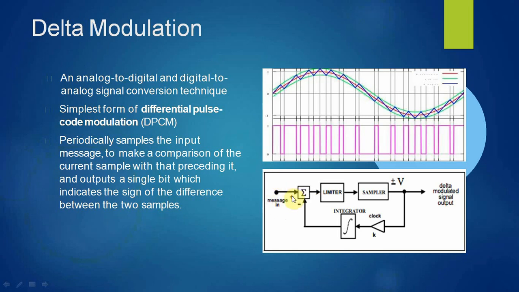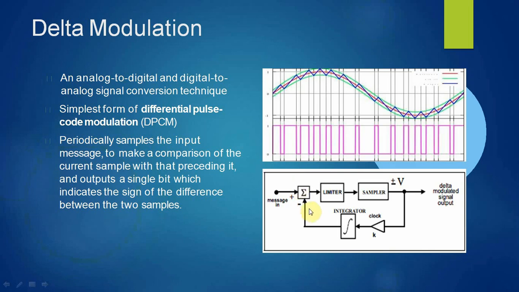Here is the message signal, and here is the summing amplifier. If the difference between these two signals at the summing amplifier is positive, there is a limiter. Here is the sampler, and here the output goes positive. Then this is given as input to the integrator. It integrates the signal coming from the output of the delta modulator, which is fed back here. Then this difference is again positive, or it may be negative.